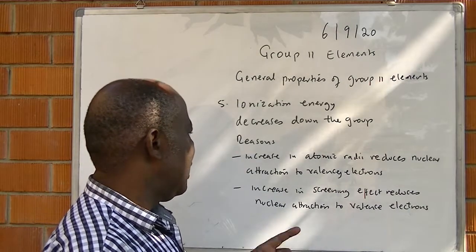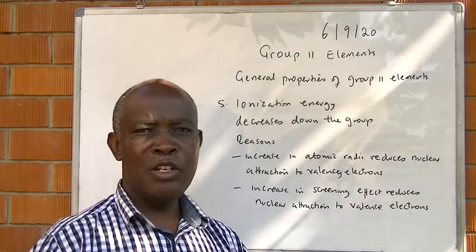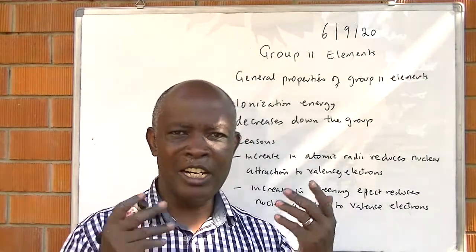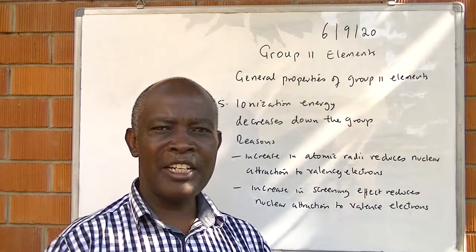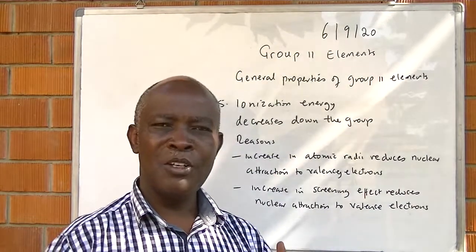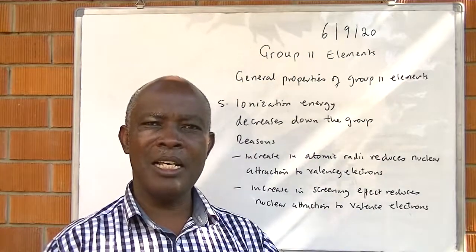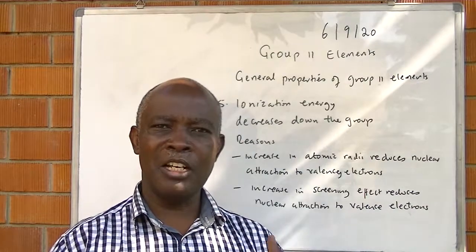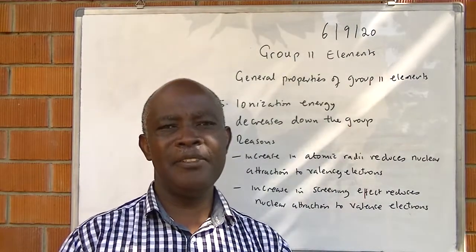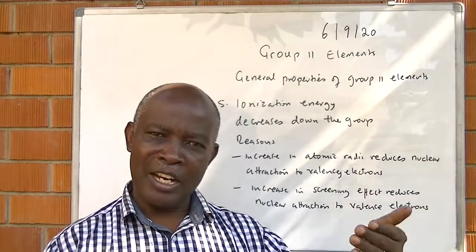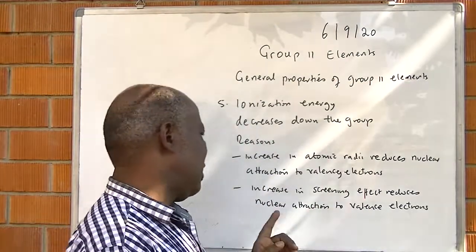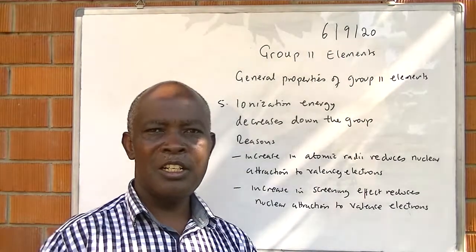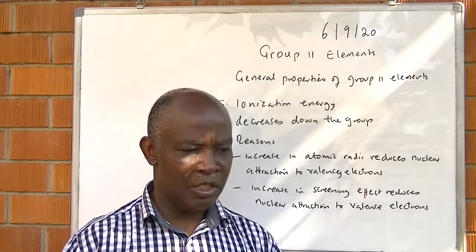Then two, increase in screening effect reduces the nuclear attraction to the valence electrons. We have already said that screening effect is the repulsion of the outer electrons by the inner electrons. So when the repulsion to the outer electron increases, then the energy required to remove an electron will decrease. So increase in screening effect reduces nuclear attraction to the valence electrons.